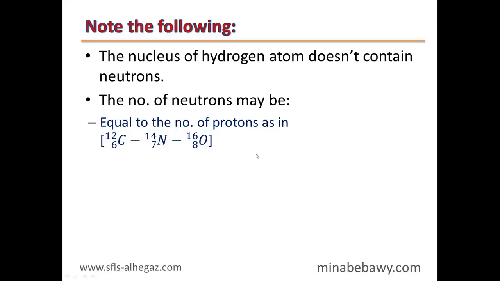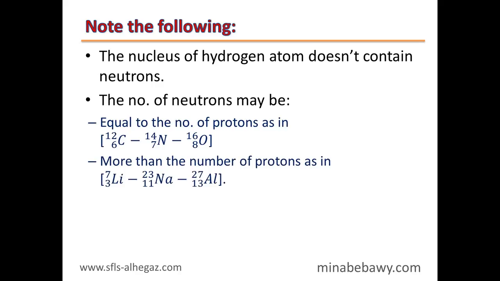So the number of protons is equal to the number of neutrons in some cases, and the number of neutrons may be more than the number of protons, as in lithium 3-7, sodium 11-23, aluminum 13-27. The number of protons in lithium is 3. The number of neutrons is equal to 7 minus 3, equal to 4, which is more than 3.